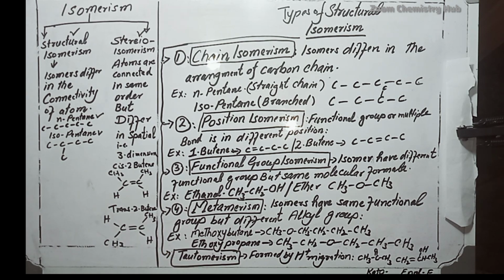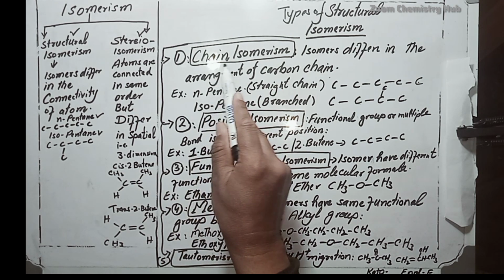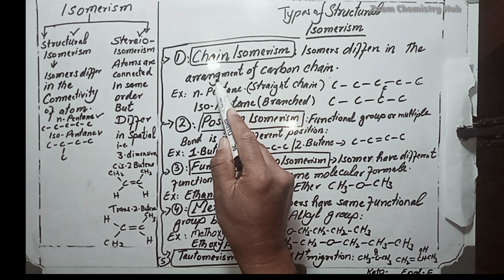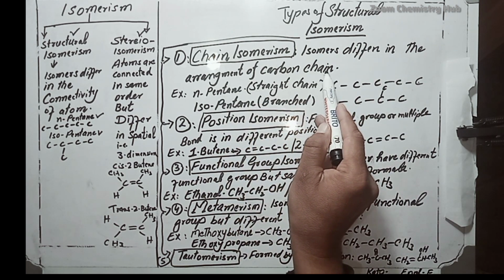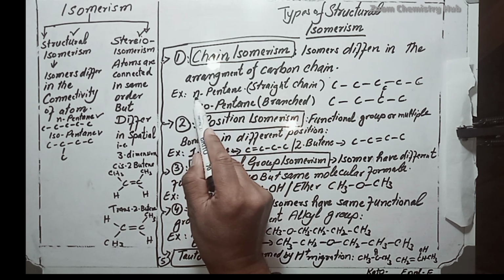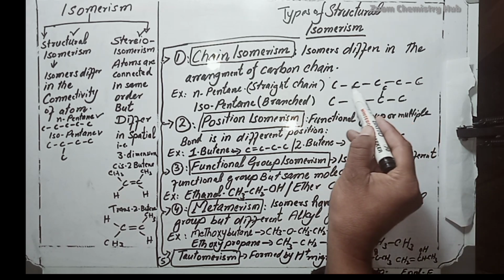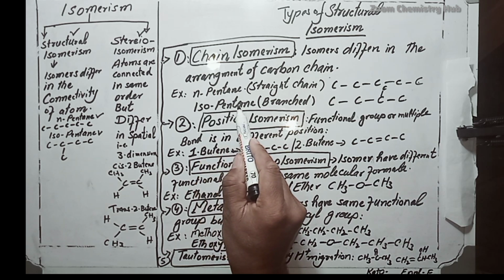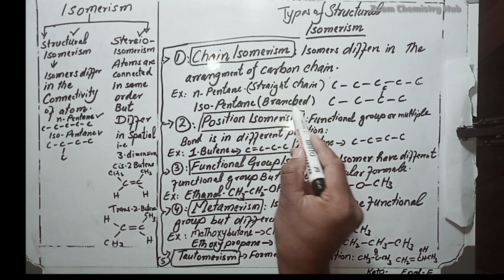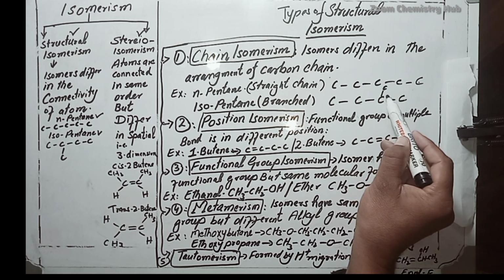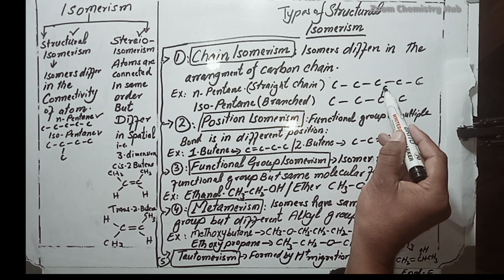Next we will discuss the types of structural isomerism. There are 5 types of structural isomerism. The first is chain isomerism. In chain isomerism, the isomers differ in the arrangement of the carbon chain. Take the example of n-pentane, the straight chain, where the parent chain is in a straight form, but isopentane has the same number of carbon atoms in a branched form. Here one carbon is attached to the second carbon atom in the branch form.